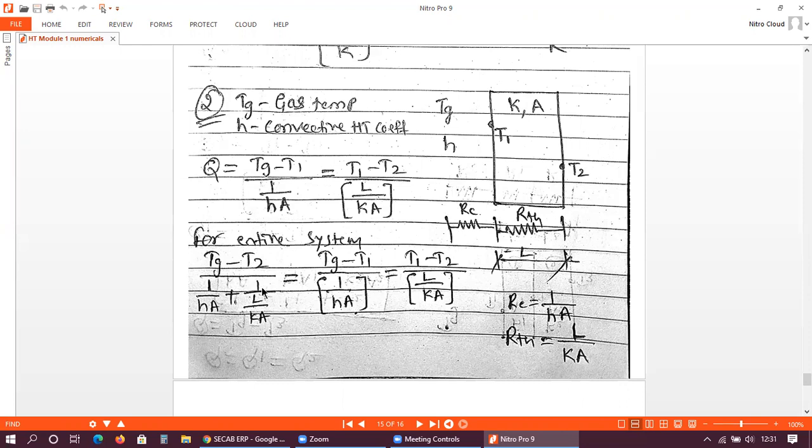Okay, there is a small correction. It is L divided by KA, it is not 1 divided by.